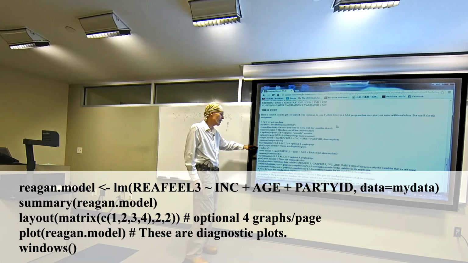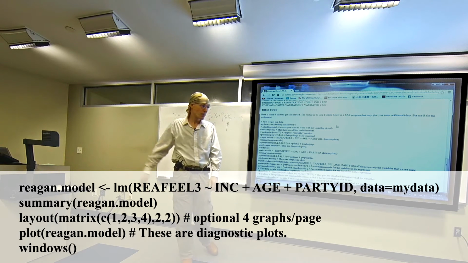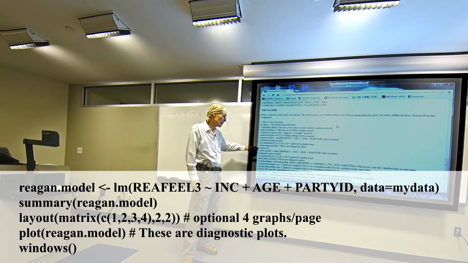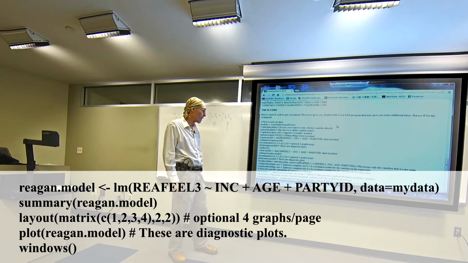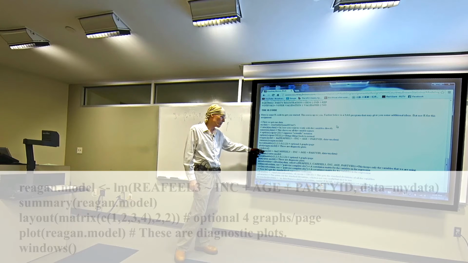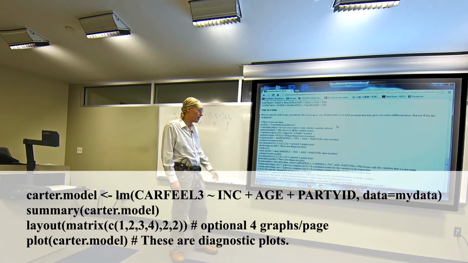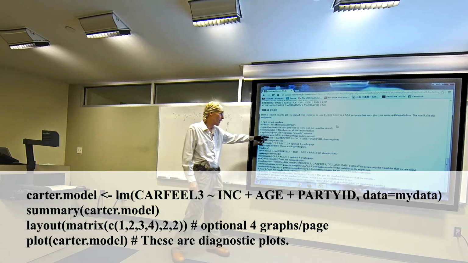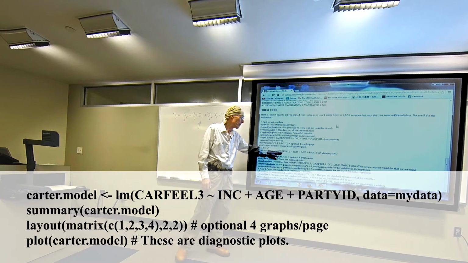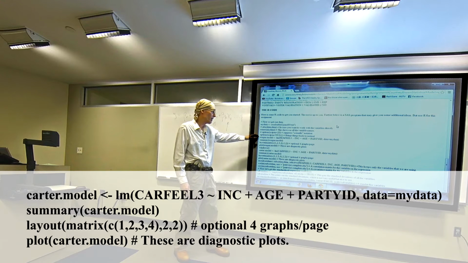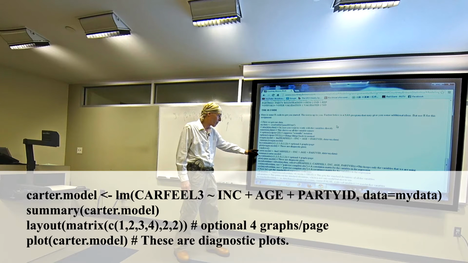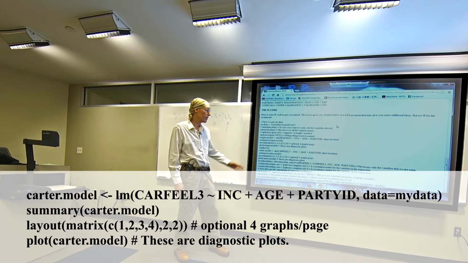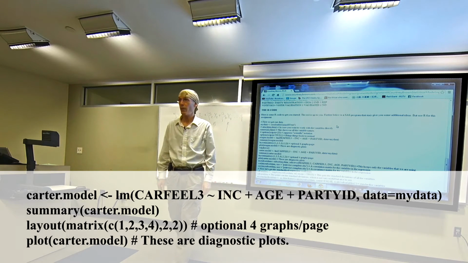Okay, again, I have to have a Windows command because I'm going to run this in raw R on a PC. For the Mac people, or all of you who are using RStudio, you delete that Windows command. Now I have the exact same thing for Carter model. So I just called it Carter model so I'd remember. This is the exact same equation as the Reagan model, except that the dependent variable is Carter 3. So I just copied and pasted the Reagan model, summary, layout, plot, these 5 lines, and just changed the dependent variable to Carfield 3 instead of Rayfield 3 and renamed it Carter model.